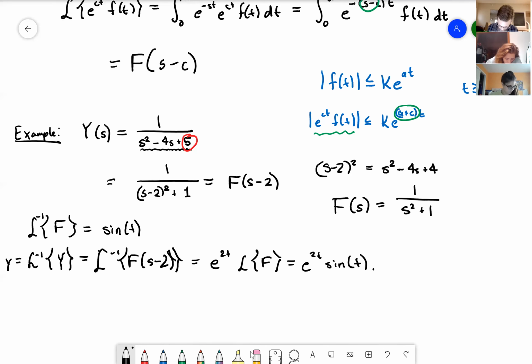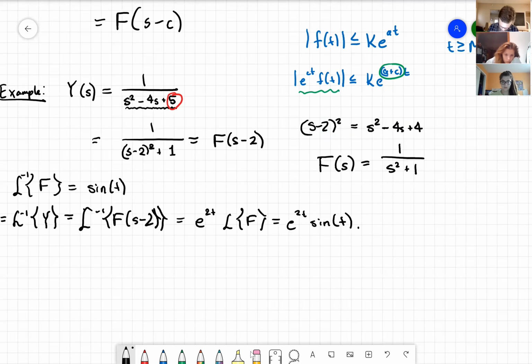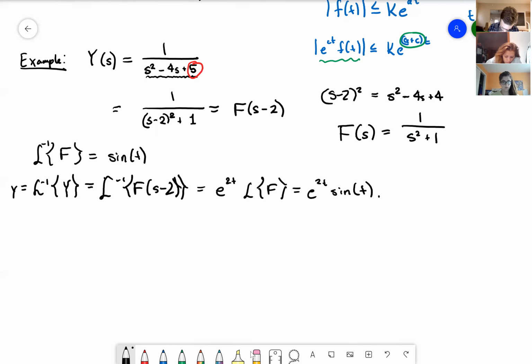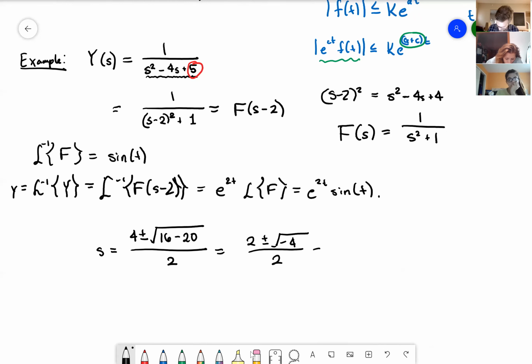So what are the roots of this polynomial? It's negative b plus or minus the square root of b squared minus 4ac over 2a. That would be the roots of this thing. And so that's equal to 2 plus or minus the square root of negative 4 over 2, which is 1 plus or minus 2i. Right?